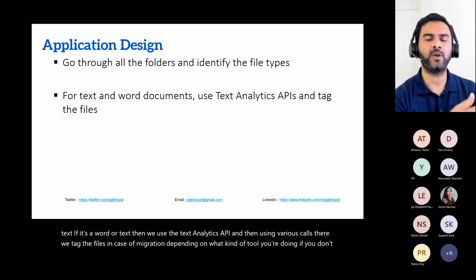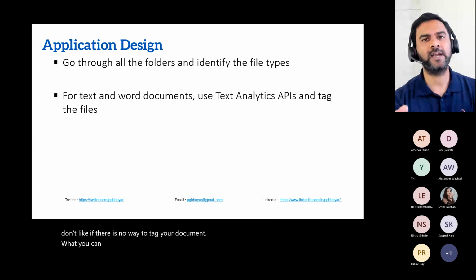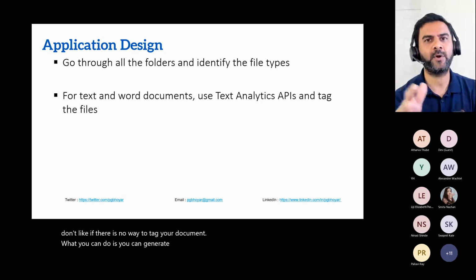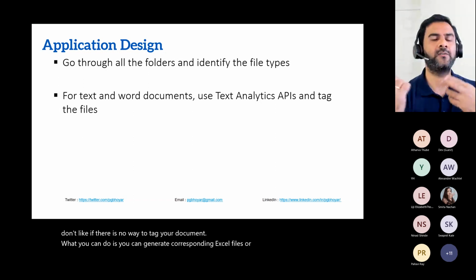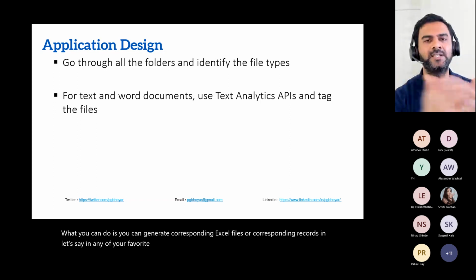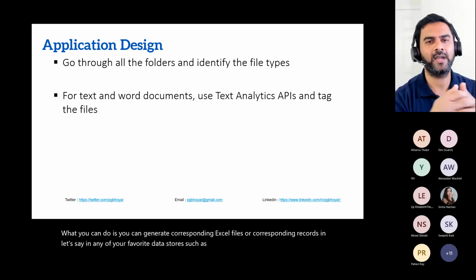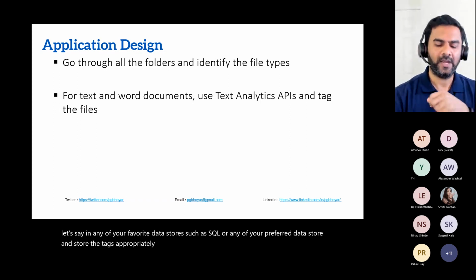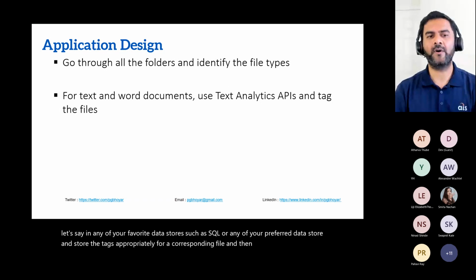In case of migration, depending on what kind of tool you're using, if there is no way to tag your document, what you can do is generate corresponding Excel files or corresponding records in, let's say, any of your favorite data stores, such as SQL or any of your preferred data store, and store the tags appropriately for a corresponding file. And then you can use that information later for the migration.